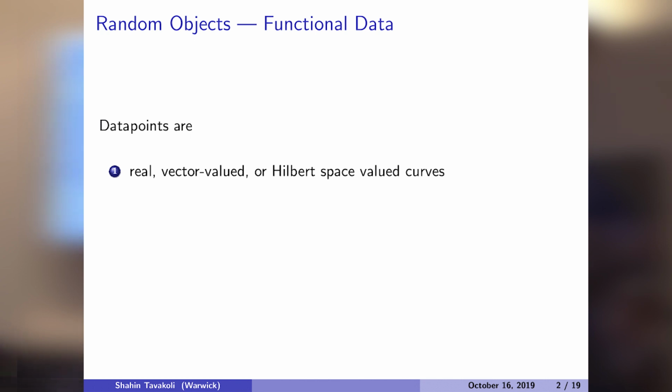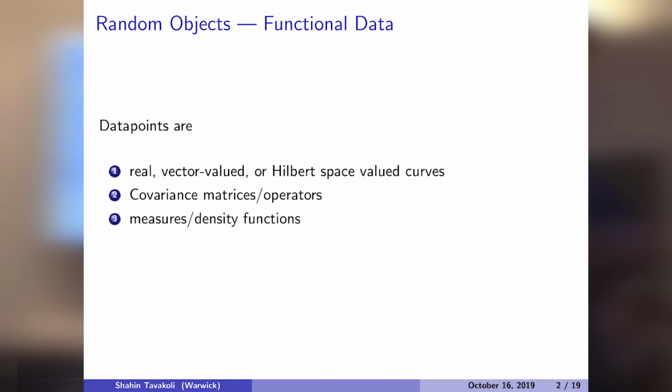So let me just put the paper in perspective briefly. In functional data or random object data, data points are either real vector valued or Hilbert space valued curves, okay? But they can also sometimes be covariance matrices or operators, so each data point is an operator or each data point is a matrix. Each data point could be something more complicated, such as a measure or a density function. And data points can also be something much more exotic, such as trees, for instance.